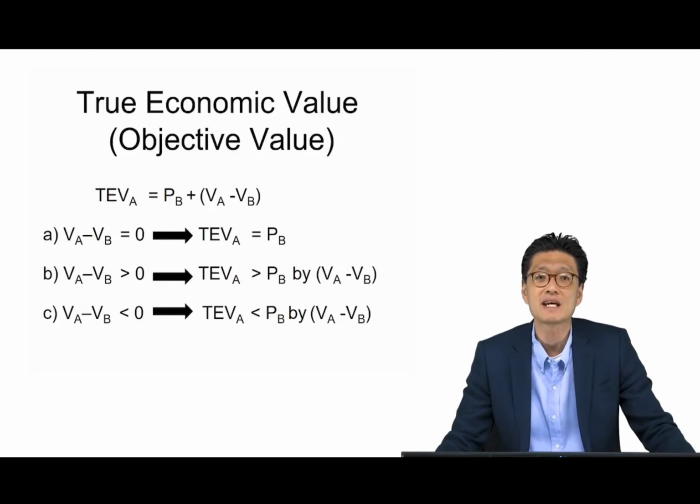So let's take a look at when it's zero. If V_A minus V_B is zero, that means that the two brands, A and B, are providing equivalent amounts of value to customers. There's no difference in the amount of value that my brand, A, is providing to customers compared to brand B, which is the next best alternative product. If that's the case, then the maximum price that brand A can charge to its customers, TEV_A, should be equal to the price of B.